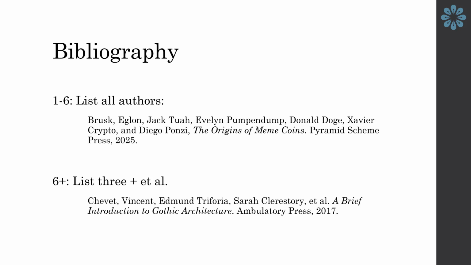By contrast, in your bibliography, if a work has 6 or fewer authors, list all the authors. Only if a work has more than 6 authors can you use et al. In that case, list only the first 3 names in your bibliography, followed by et al.